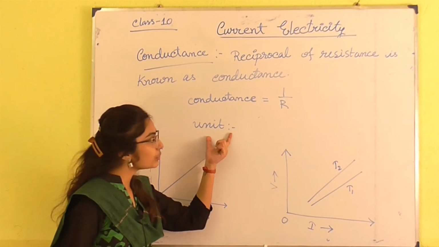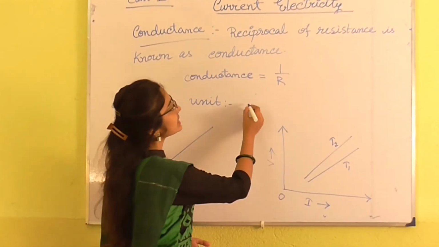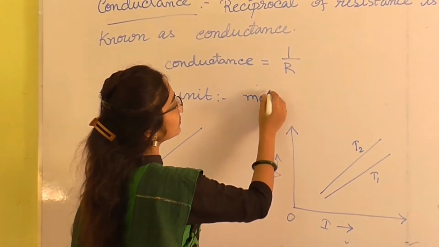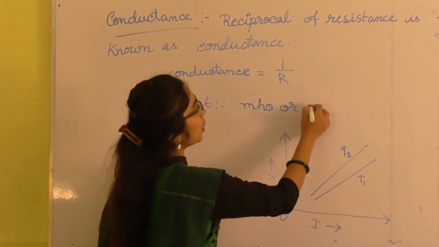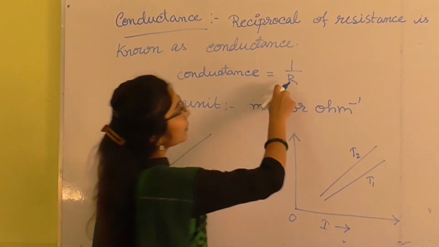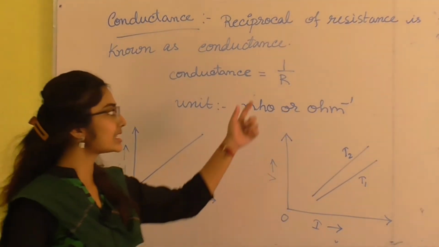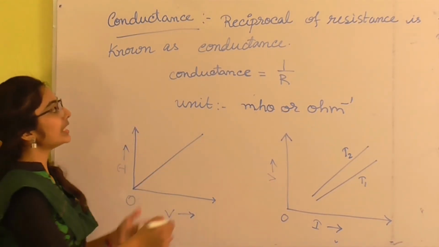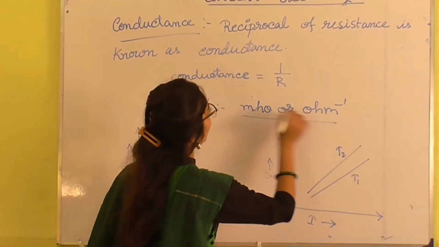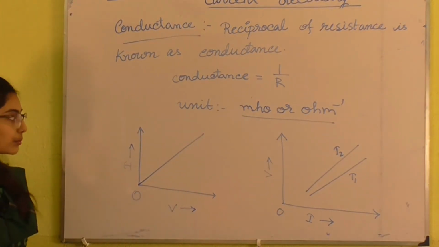The SI unit of conductance is mho, M-H-O, or Ohm inverse. Ohm is the unit of resistance, and the reciprocal of this is Ohm inverse, or mho. This unit of conductance is very, very important.